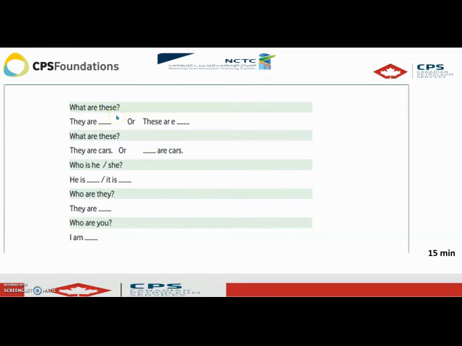What are these? They are, or these are. What are these? They are cars. Or are cars. Who is he? Or who is she? He is, or it is. Who are they? They are. Who are you? I am.